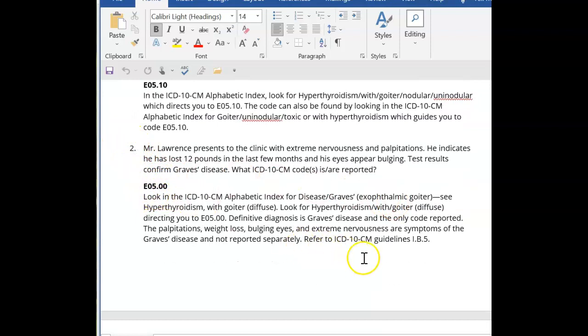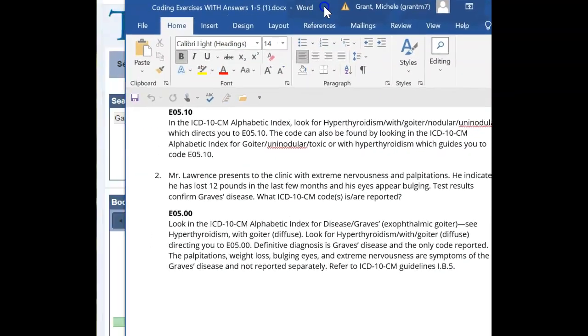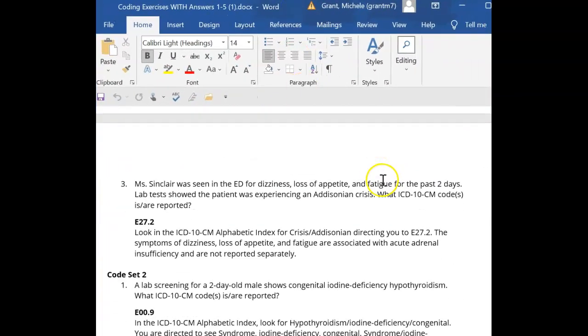Okay, this one here, we had number 2. We had quite the discussion about this one in class. Keep in mind, I wasn't real happy with what we had here with the hyperthyroidism with the goiter. So here we have the definite diagnosis is Graves' disease. And I told everybody that they could code the E05.90, because it doesn't really state goiter and I don't have enough information there. Any other questions on that one, let me know, but we did go through that one in class.